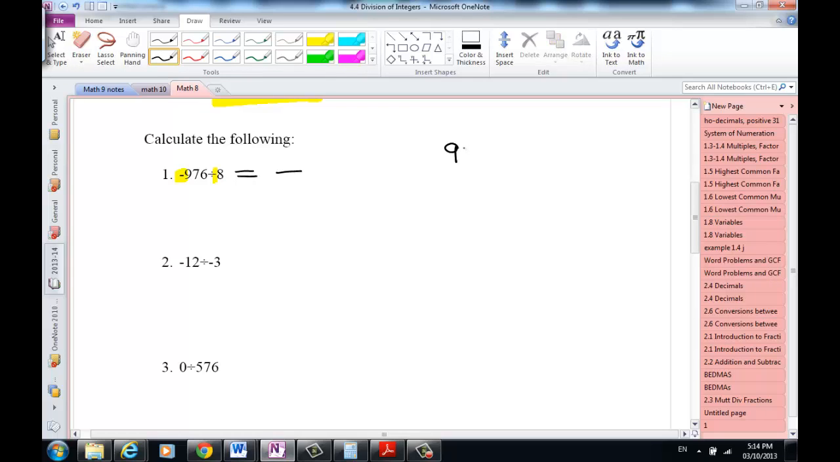So I can just do my division of 976 divided by 8. And the closest 8 gets to 9 is 8, and that happens 8 times 1. My remainder is 1. I pull down my 7. The closest 8 gets to 17 is 16, and 8 times 2 is 16. My remainder is 1. I pull down the 6, and the closest 8 gets to 16 is 16, and it's 8 times 2. So my answer will be negative 122.